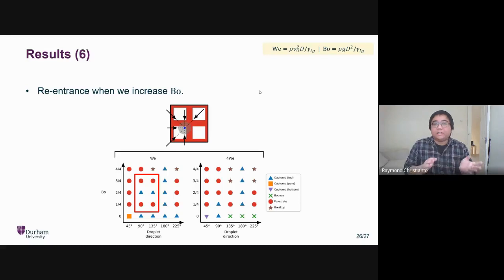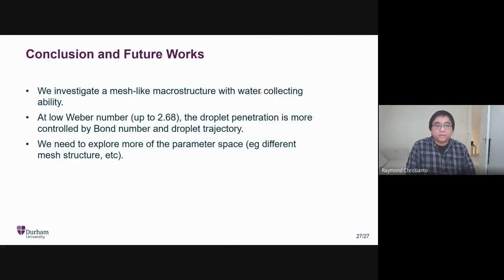So maybe it's the intermediate stage where we see this balance, and we are already in a special or unique position. Hence why we see this weird behavior of this re-entrance. So in conclusion, we investigate a mesh-like macrostructure which has a water collecting ability, and we simulate at quite low Weber number. The droplet penetration is controlled not by the Weber number or the impact velocity, but more by the bond number and the droplet trajectory.